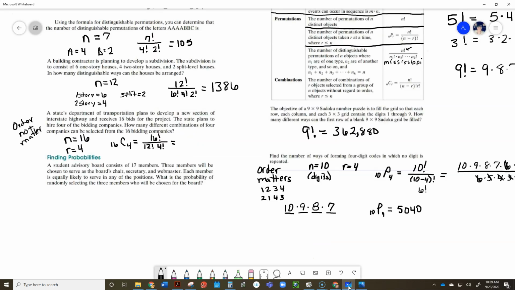1,820 different possible combinations of those 16 companies, of choosing 4 at a time.